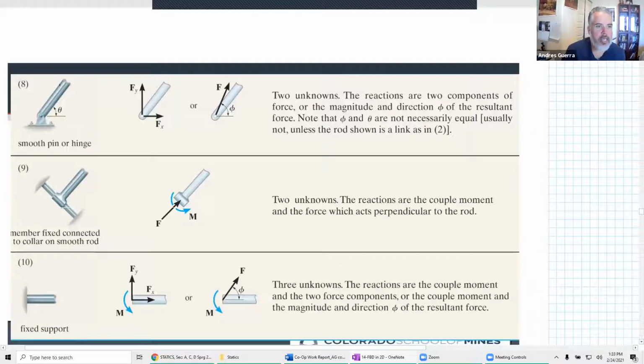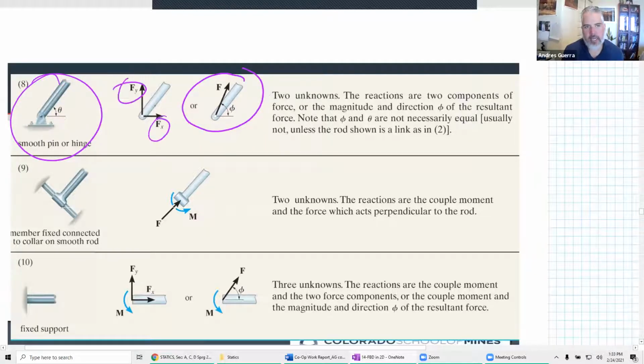Now, number 8 is our smooth pin. We've already talked about that. They do say in the textbook you can do it like this. Technically, yes, it's got 2 unknowns, just like an Fx and an Fy. But I don't want to have to solve for an angle, some unknown phi. I would recommend not ever doing it that way, because it's the same number of unknowns. And what do we usually do anyway? We break it into an x component and a y component when we solve for stuff or when we take moments.